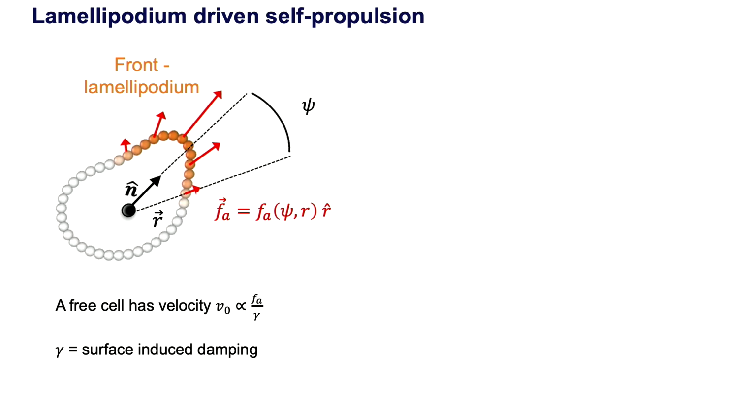The way we model this lamellipodium-induced dynamics is to say that the active forces are only acting on the monomers that are in front. We also assume here that the active forces are parallel to R. Another option would be parallel to N, but parallel to R appears more reasonable to us. There are differences in the typical shape that you get, these kinds of things. Then the cell moves, and there is, of course, a viscous damping due to the interaction with the substrate.